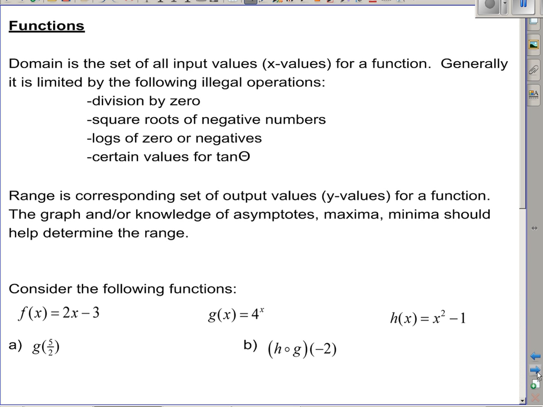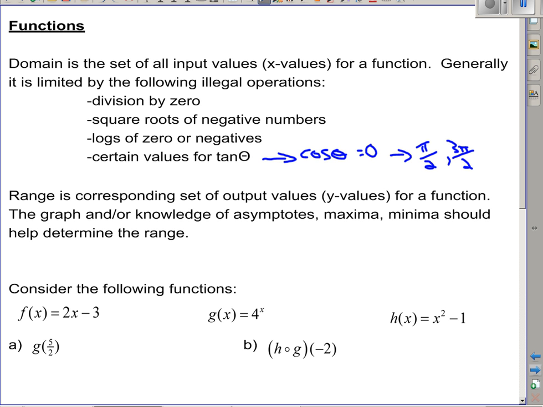Now, we're going to deal with trigonometric functions in a different review, so this is going to be all non-trig stuff. But you should know that wherever cos theta is 0, tan theta doesn't exist, because tan is just sine over cosine. So that means at x values or theta values of pi over 2, 3 pi over 2, etc.